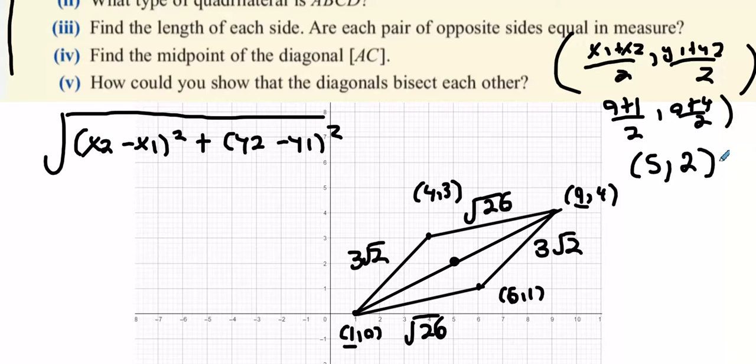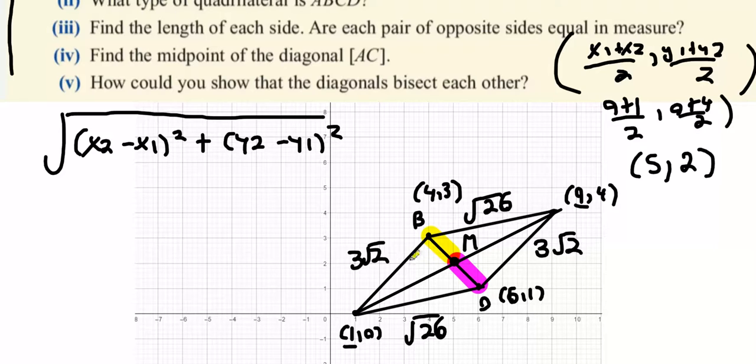Now, here's what I mean by diagonals bisecting each other. We'll call this M. Everybody cool with that? Yeah? We could get the midpoint of B to D. And what do you think the midpoint of B to D is? It's also 5, 2. Bisect means it cuts the diagonal in half. Now, you don't have to do this, but this is what you do. I would get the length of B to M. Everybody see it? And I get the length of MD. And if BM equals MD, that means that diagonal is bisected.